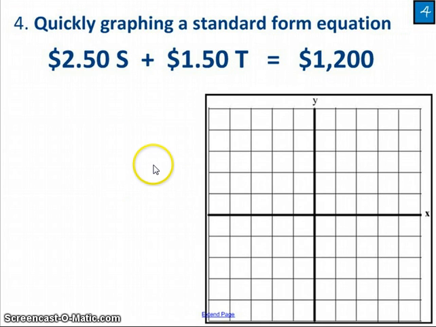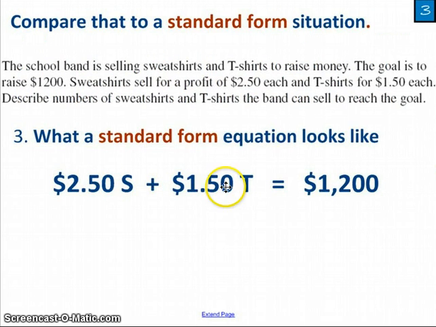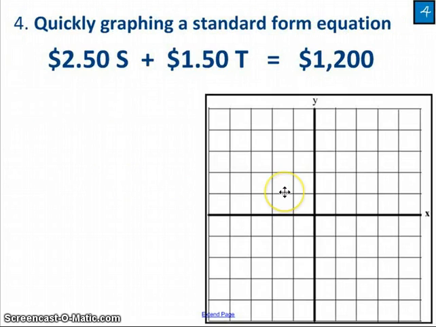But the next objective is to be able to turn these into a graph. So I'm going to go back. Remember, we said this was our standard form equation for the sweatshirt t-shirt story. How would we graph that? So here's that same equation. Well, first of all, let's not call them X and Y. Let's call them S and T for sweatshirts and t-shirts.